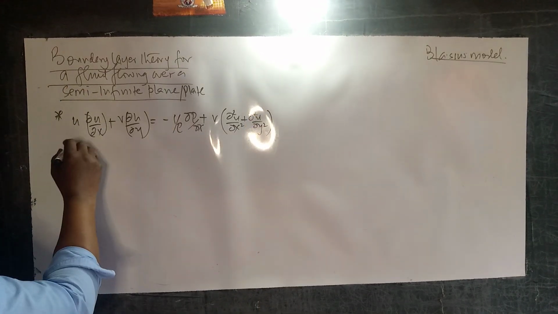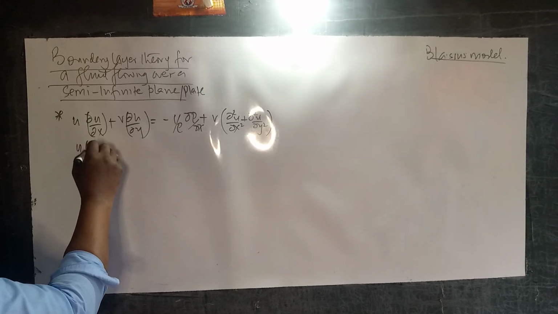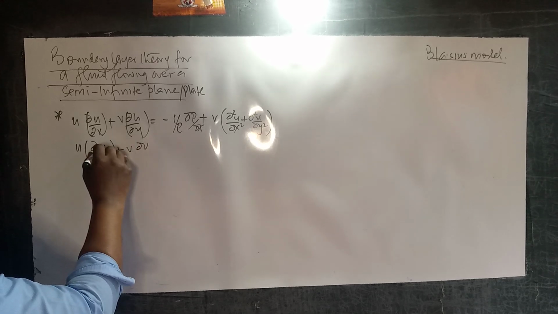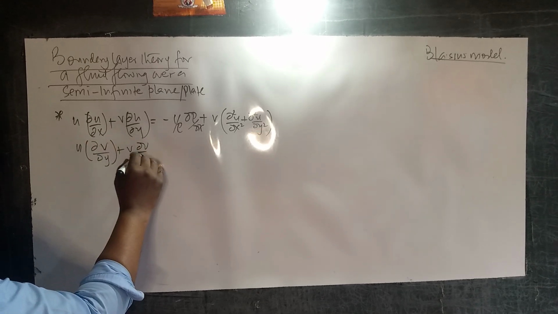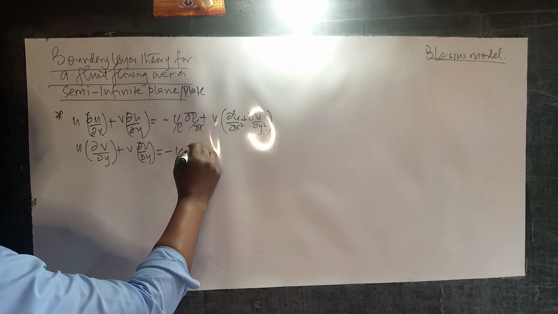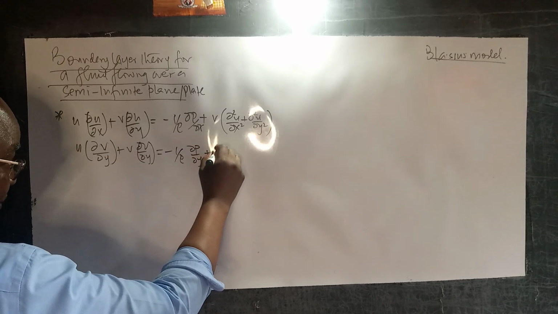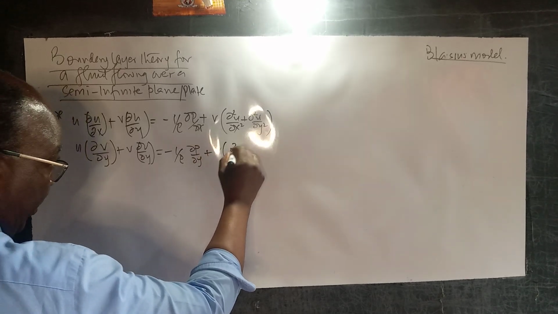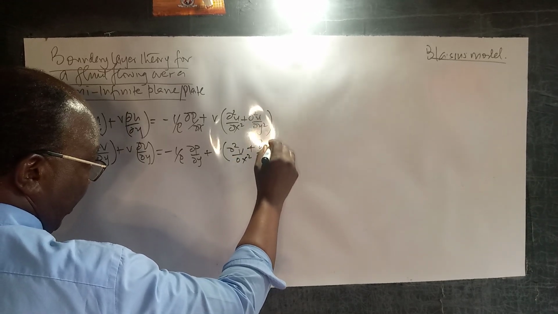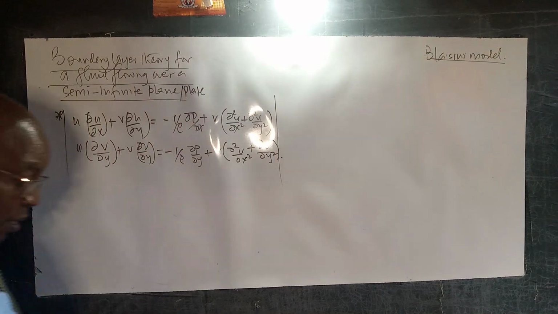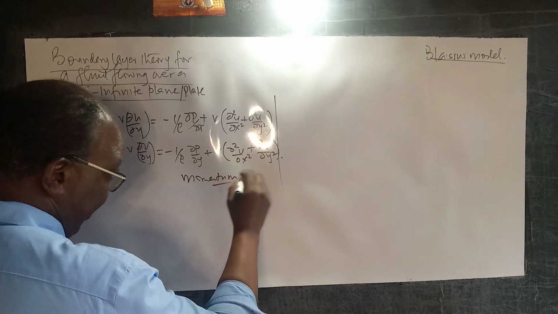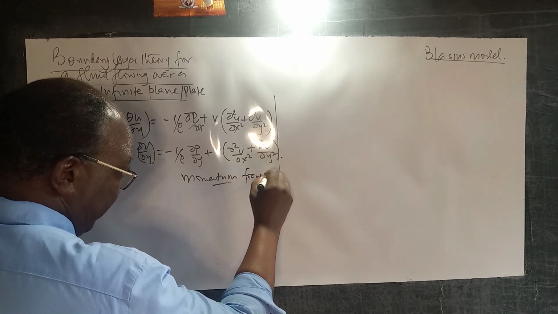The other one, along the y-axis, is u del v del x plus v del v del y equals minus 1 over rho del P del y plus the kinematic viscosity times del 2v del x squared plus del 2v del y squared. This is the momentum balance framework. Let's just call it the momentum framework.